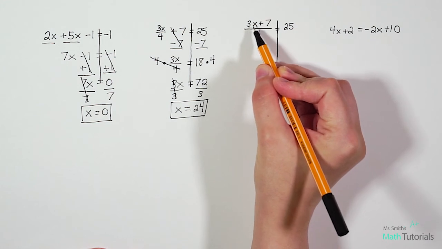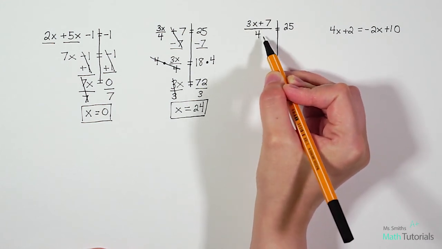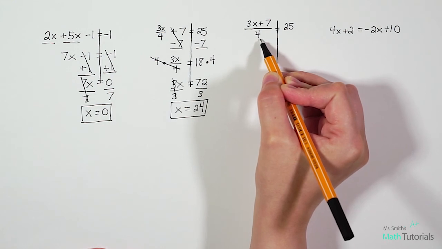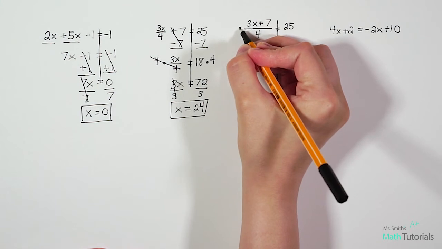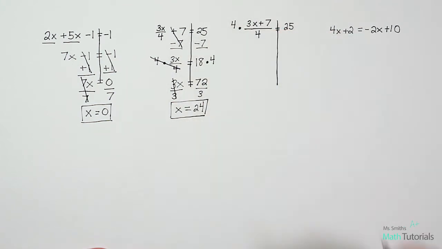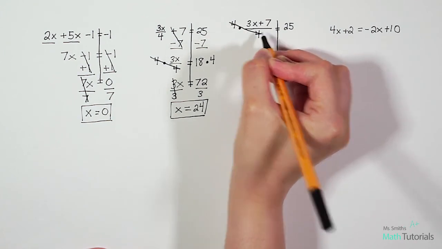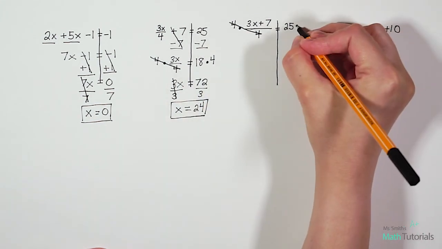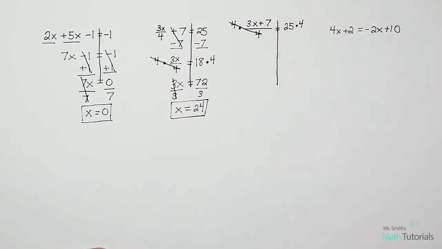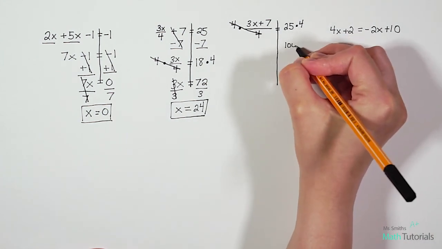Reading through this, it is 3 times x plus 7 divided by 4. How do we undo dividing by 4? Well, we just need to multiply by 4. And when we multiply by the denominator, it cancels out. If we're going to times by 4 on this side, we need to times by 4 on the other side as well. 25 times 4 is 100.